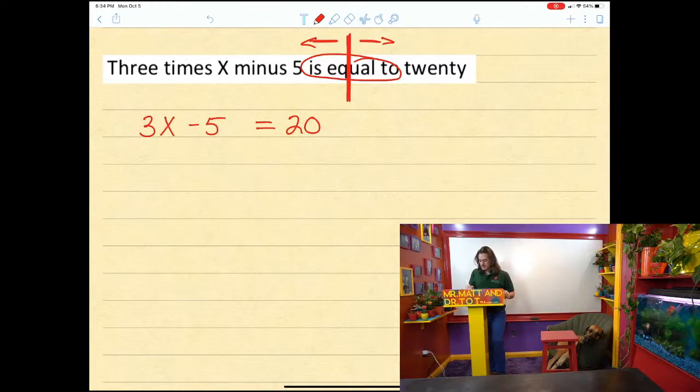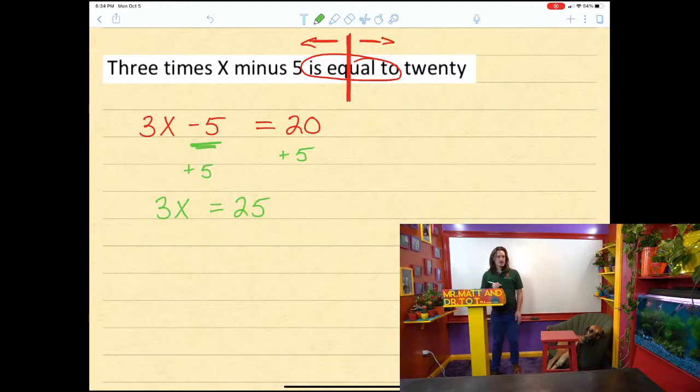This negative 5 is subtracting from the 3x. So I'm going to do the opposite and add 5 to both sides. When I add 5, I'm going to get 3x is equal to 25. And then all I need to do is get rid of that 3. Ask yourself, what is the 3 doing to x? It's multiplying into x. So we need to divide in order to get rid of it. If I divide by 3 on both sides, the 3 on the left-hand side cancels out, and I'm left with x is equal to 25/3.